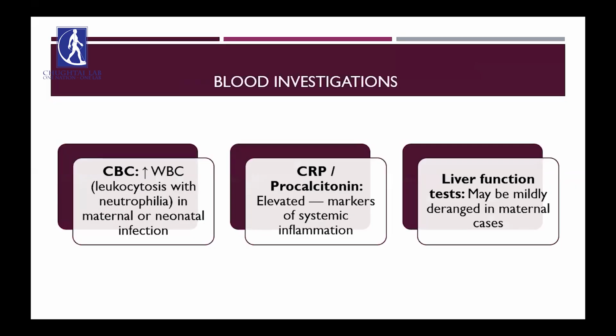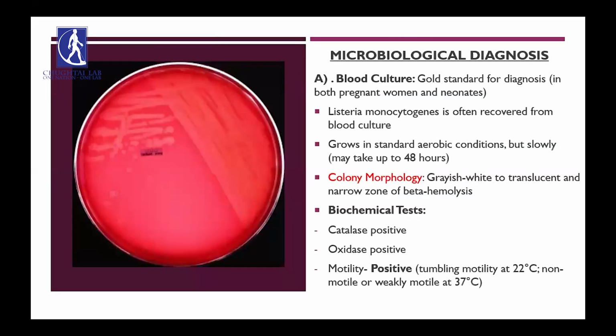Coming toward the blood investigations, we have CBC where there is leukocytosis with neutrophilia in maternal or neonatal infection. CRP and procalcitonin are elevated. Liver tests may be mildly deranged in maternal cases but not very significant. So microbiological diagnosis, blood culture is a gold standard for diagnosis. Listeria monocytogenes is often recovered from blood culture, grows in standard aerobic conditions.